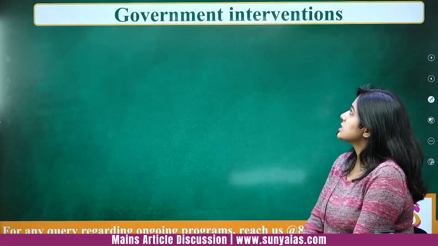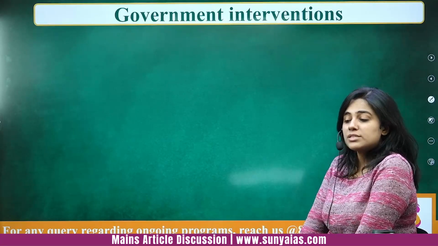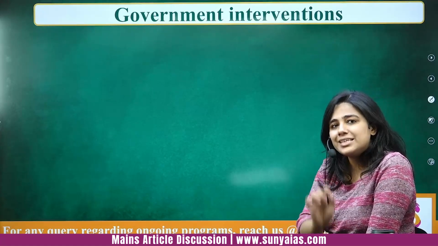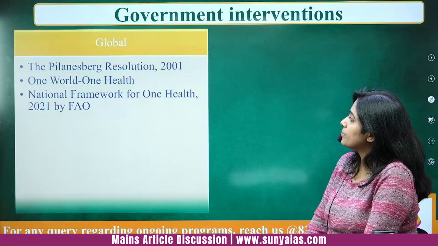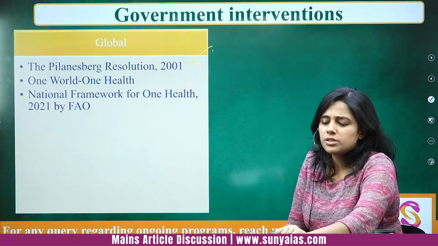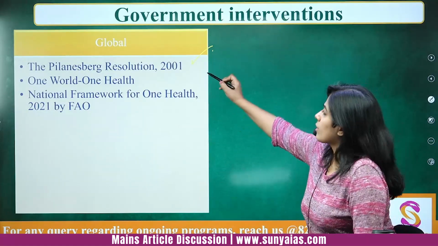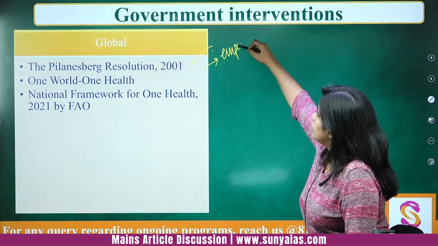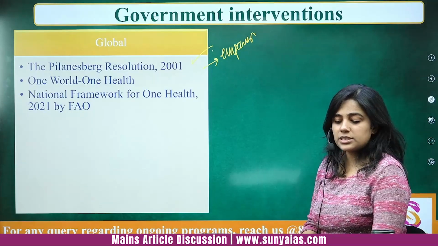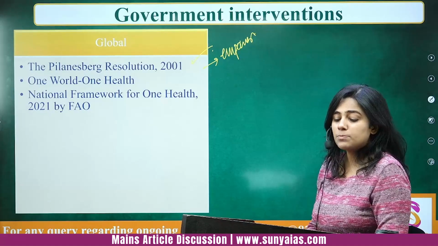These are the challenges. Now, very important, you need to know the government initiatives, because every time you answer these kinds of questions, you should be knowing that the government is doing something to resolve this. So globally, there is the Pilanesberg resolution of 2001. Basically, this resolution seeks to empower government authorities on One Health. The term One Health did not come up at that time, but still it was basically animal health and human health combined that was being targeted.